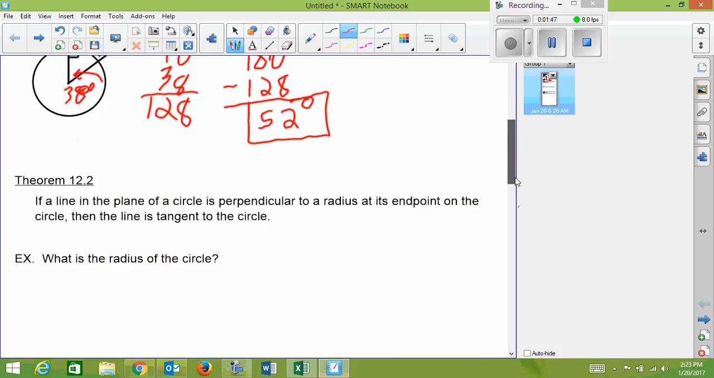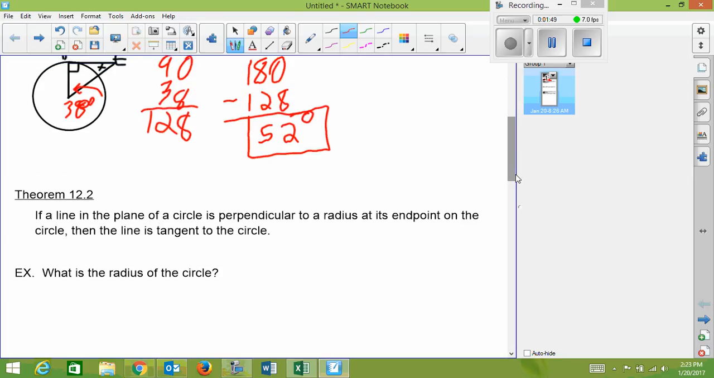Theorem 12.2 says that if a line in the plane of a circle is perpendicular to a radius at its endpoint on the circle, then the line is tangent to the circle. So very similar to what that last one just said.